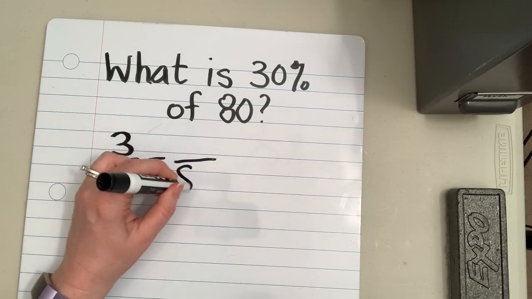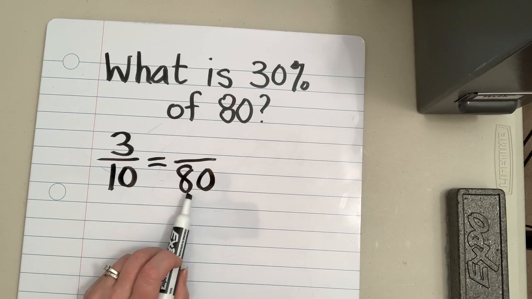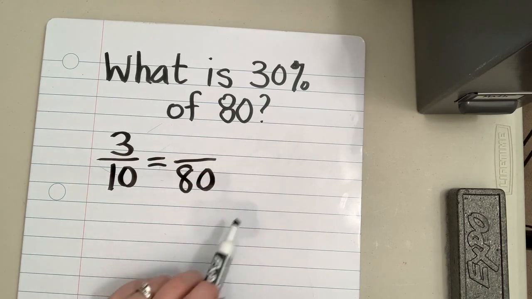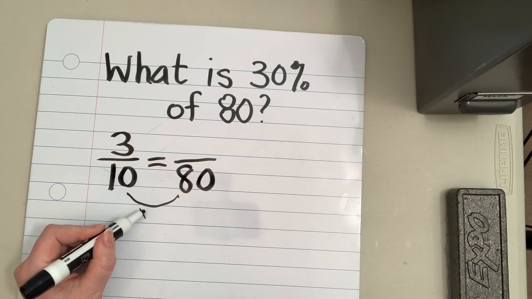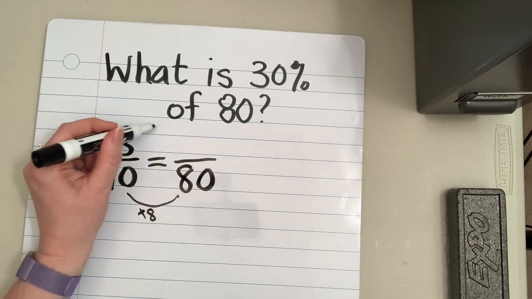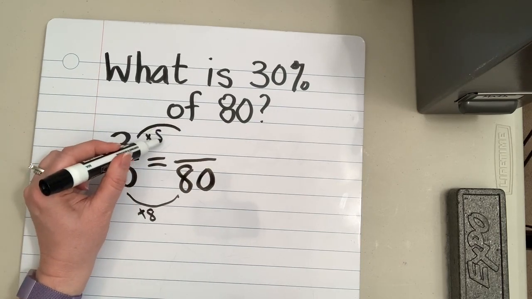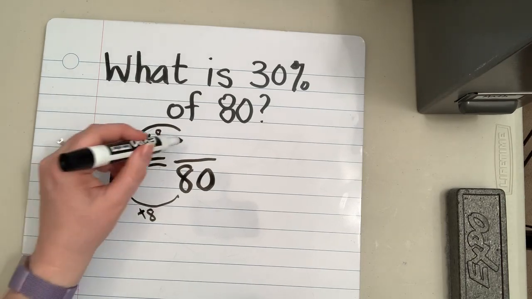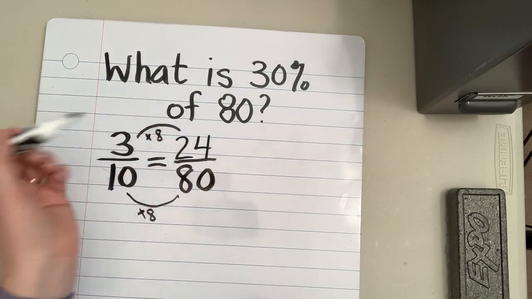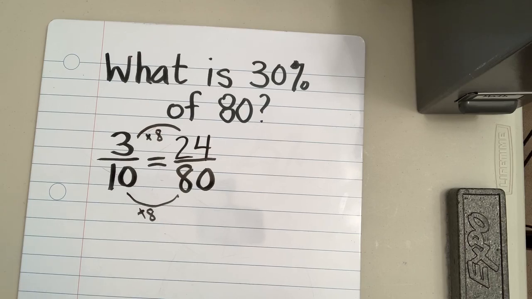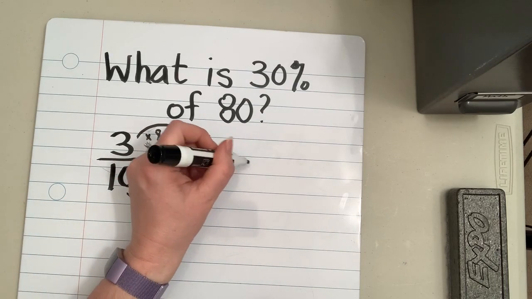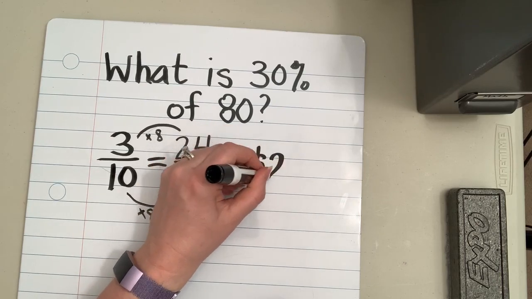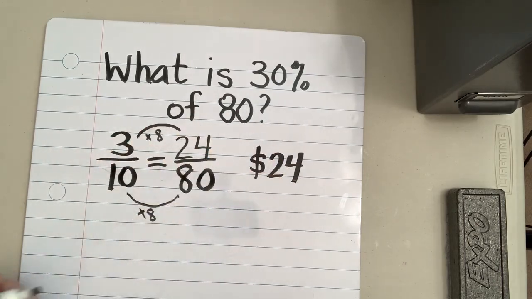So what we want to figure out is, we're not converting it to hundreds because we're trying to find out the $80. So 10 times what is 80? 10 times 8. So we're going to do the same thing to the numerator, times 8. And 3 times 8 is 24. So if something was 30% off and the item cost $80, you would be getting a discount of $24. So $24 is the answer. What is 30% of 80?